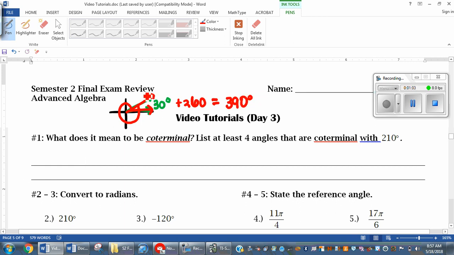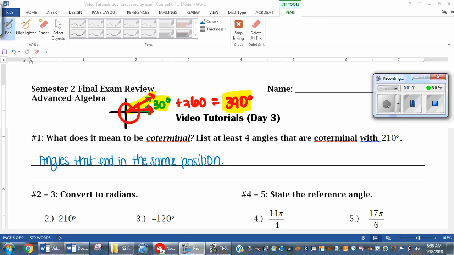But notice how they still have that same terminal, or ending, side. So this side here is in the same position as the green 30-degree angle. So both the 30-degree angle and the 390-degree angle are called coterminal angles. The reasoning behind it is that they end in the same position because they are just an extra rotation of each other. So coterminal angles end in the same position. In other words, they have the same terminal side.